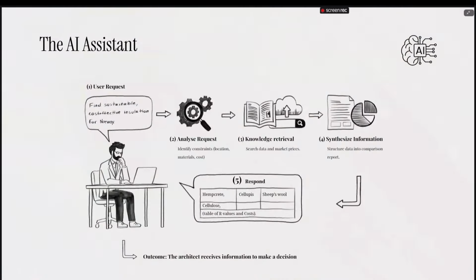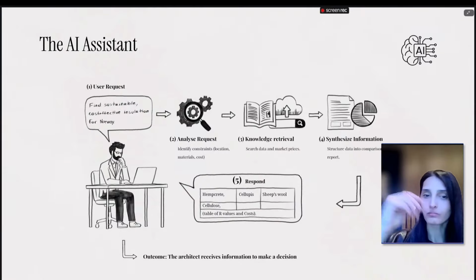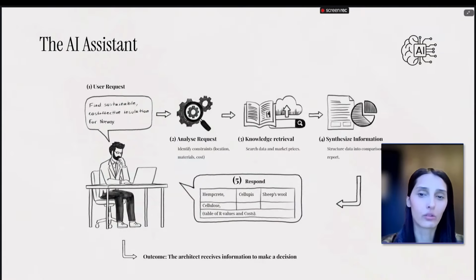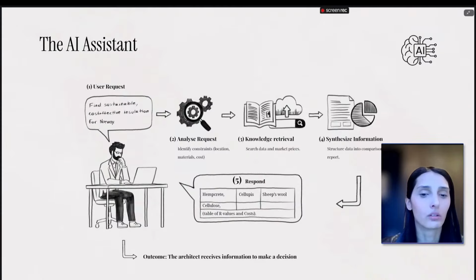So AI assistants, if we talk about it in architecture terms, the architect will say, okay, I want to find sustainable, cost-effective insulation for Norway. And then this would be analyzed, it would retrieve the knowledge, and then it would synthesize the information. It would give you a table. And then the outcome is that you, as the architect, have to receive the information and make the decision, right? So you're controlling the whole process here.